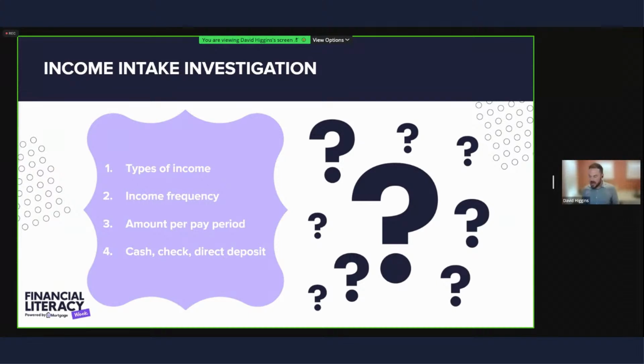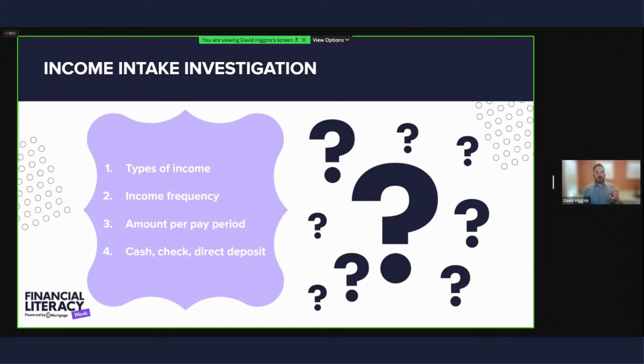And then fourth, last but not least, is how are you actually paid? Are you paid in cash? Are you paid through check, or through a direct deposit to your bank? Each of these 4 things will help you determine the best budgeting strategy for later on, when we go through the different budgeting strategies.